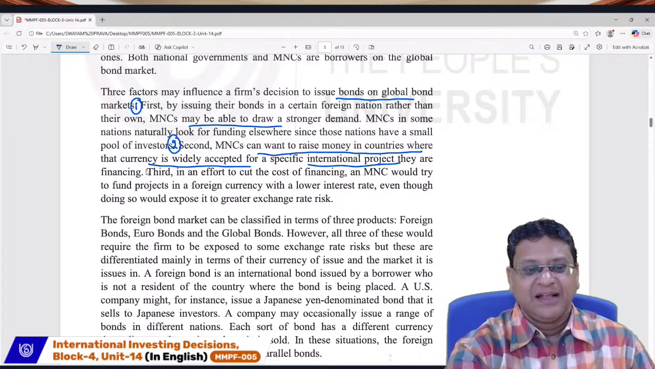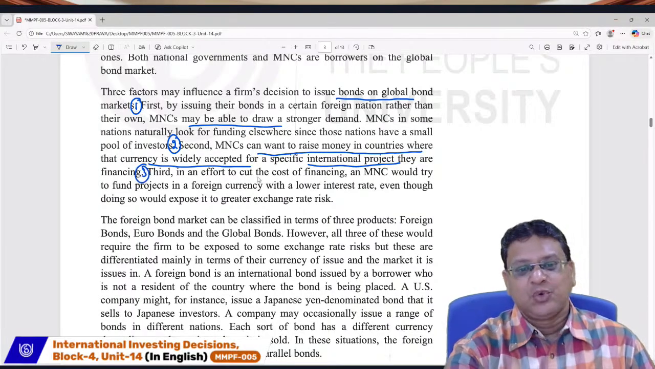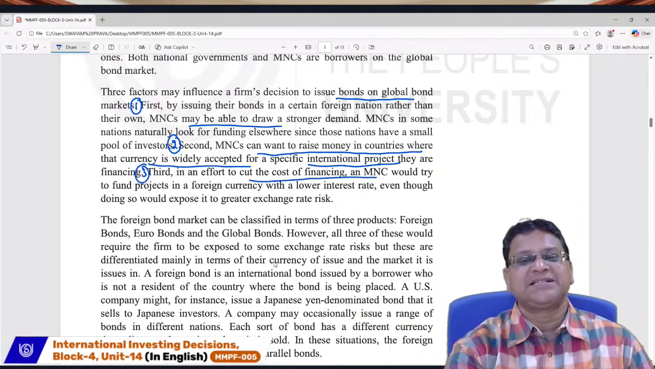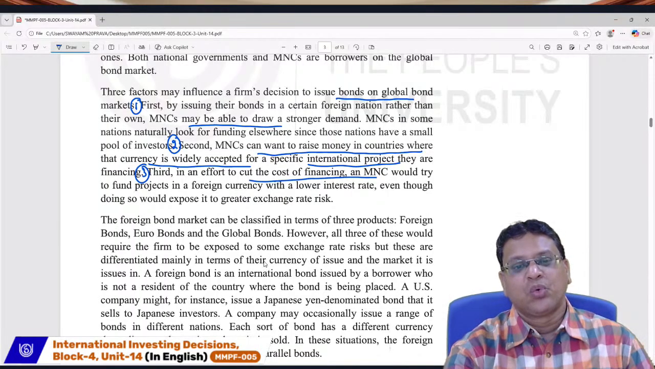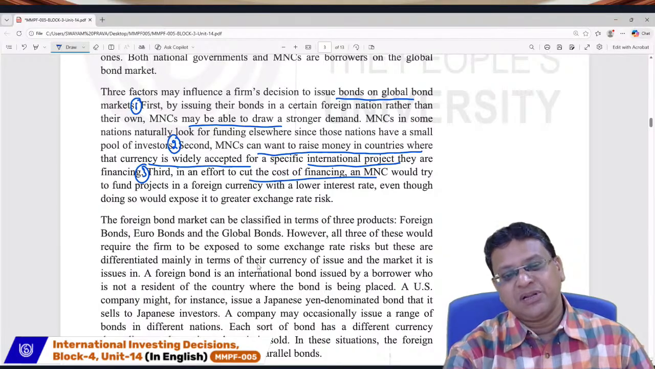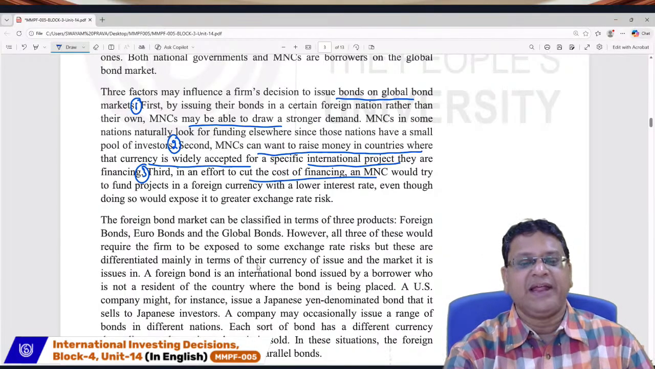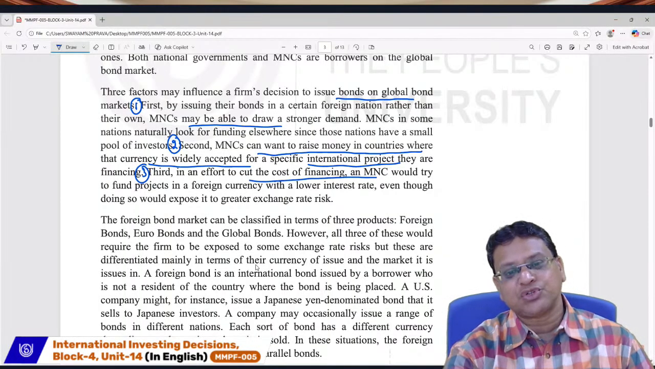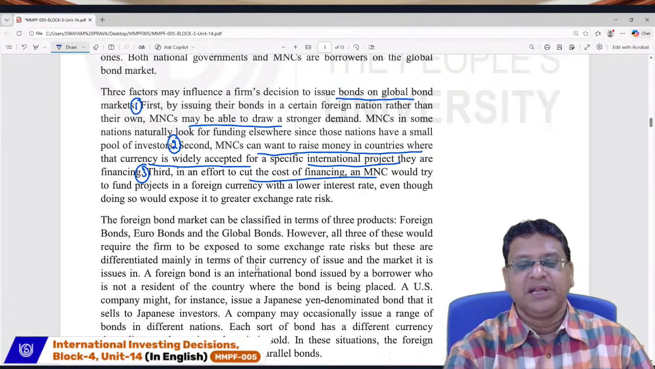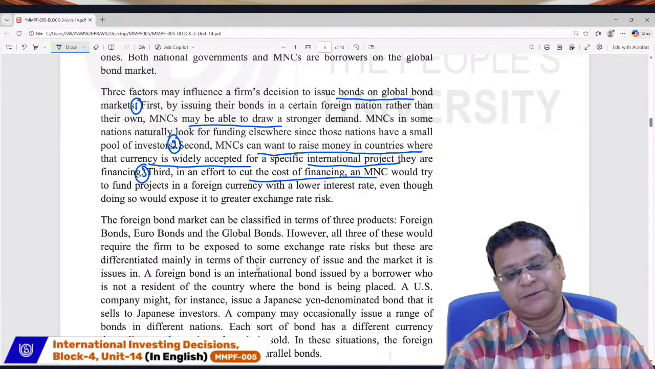Third, to cut the cost of financing, MNCs also go for international bond investment. We know that an international bond has a cost of finance. To reduce the cost of finance, we can go for international bond investments.